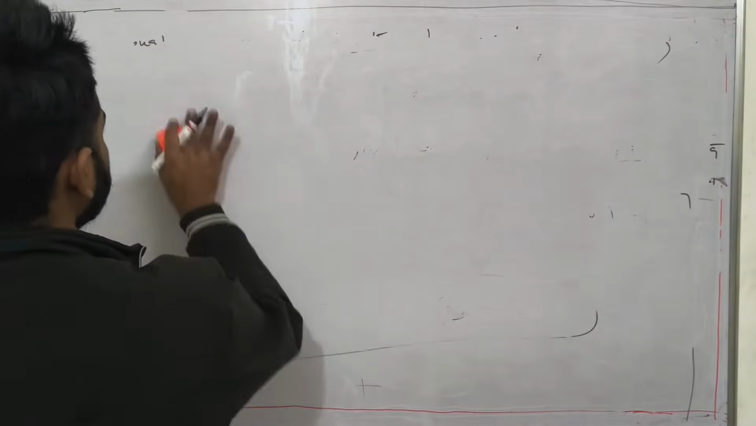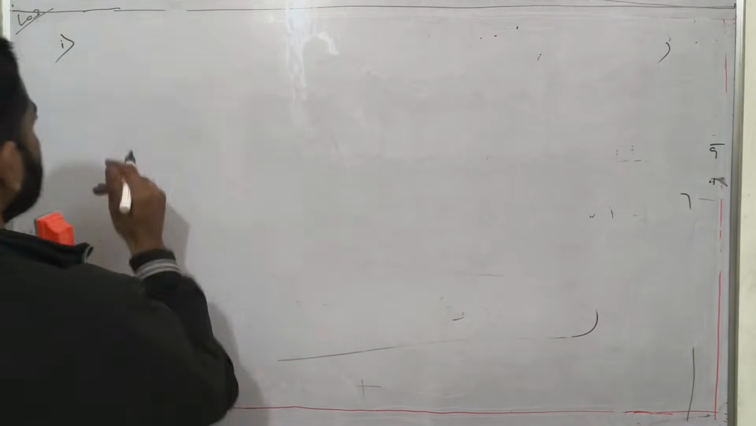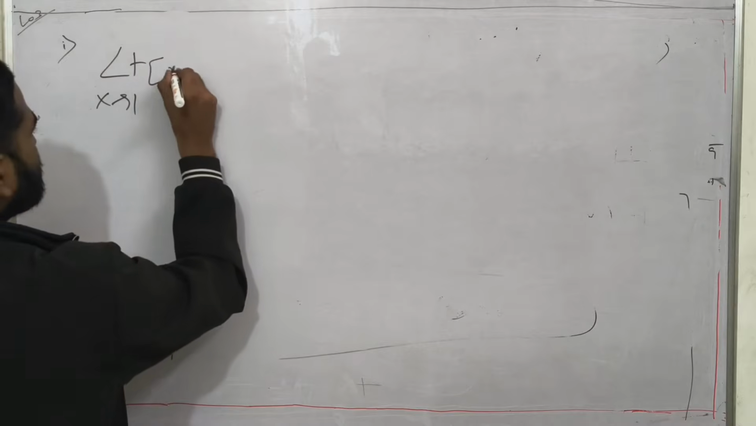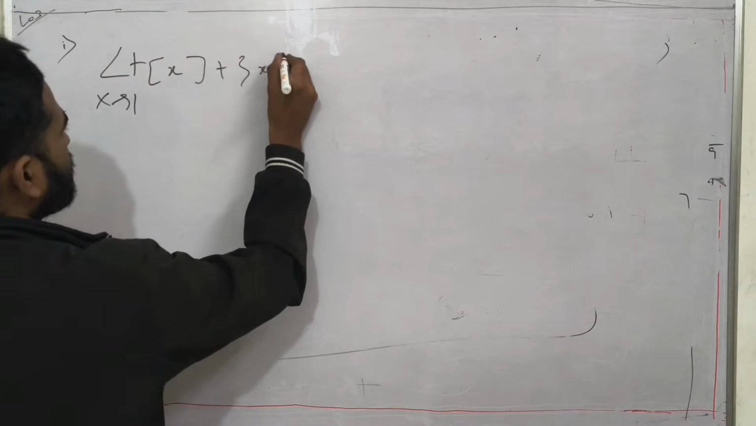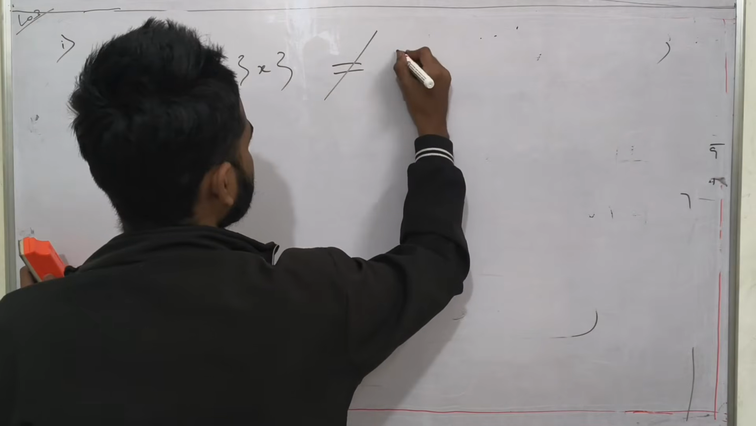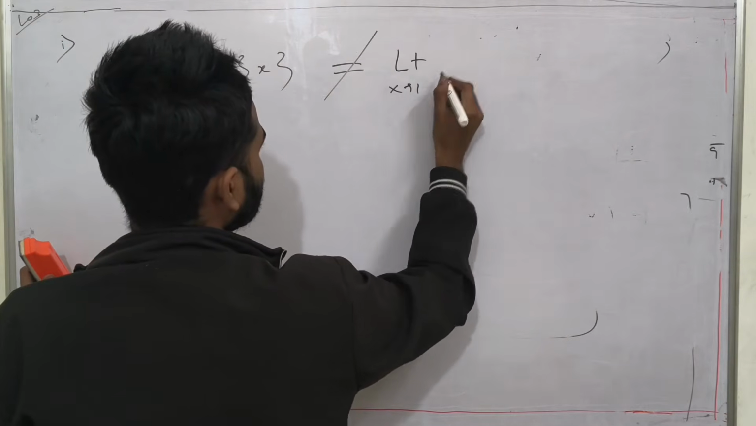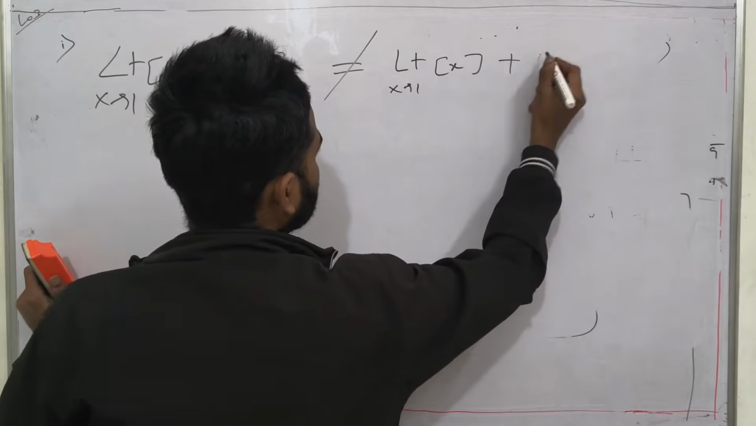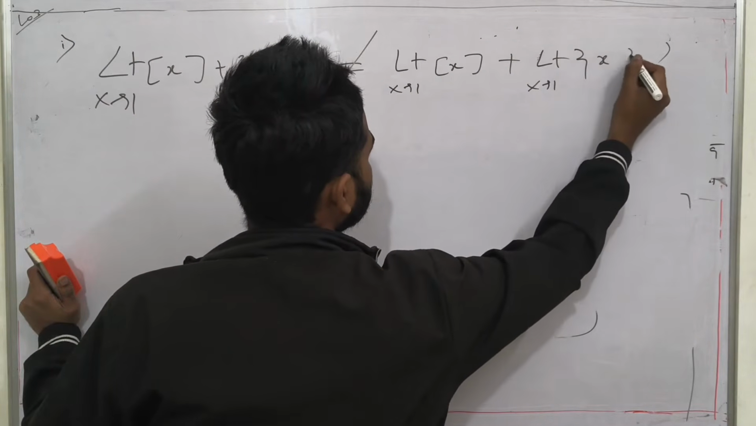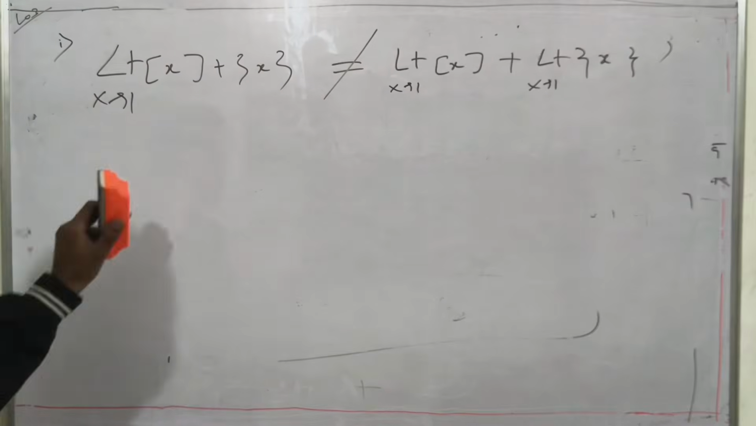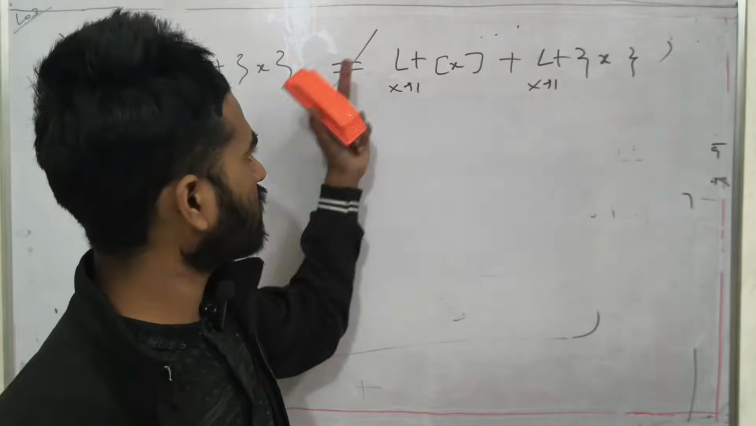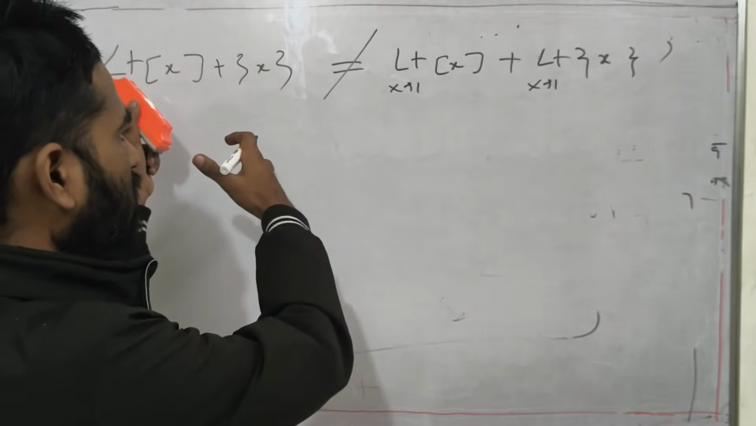I want to say here, limit x tends to 1, step x plus lower part of x. Here we can't find it like this. Limit x tends to 1 of lower part of x, and limit x tends to 1 of step x. So this limit exists, this doesn't exist, so we can't use this formula to find this.